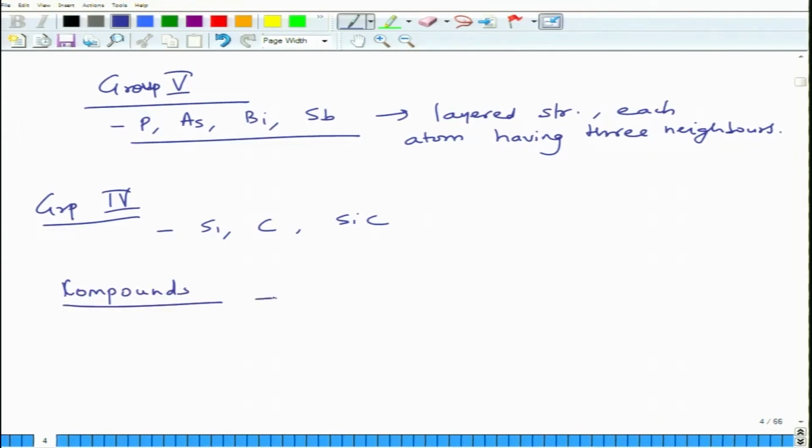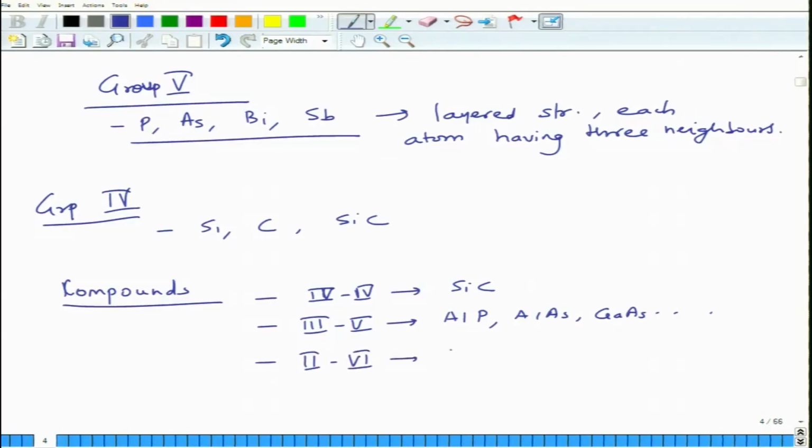So compounds, for example, you have 4,4 compound, which is silicon carbide. Then we have 3,5 compounds, things like aluminum phosphide, aluminum arsenide, gallium arsenide. These are all famous semiconductors. They are 3,5 semiconductors. They are strongly covalent in nature. Then we have 2,6 compounds such as ZnO and ZnS. These are also strongly covalent.